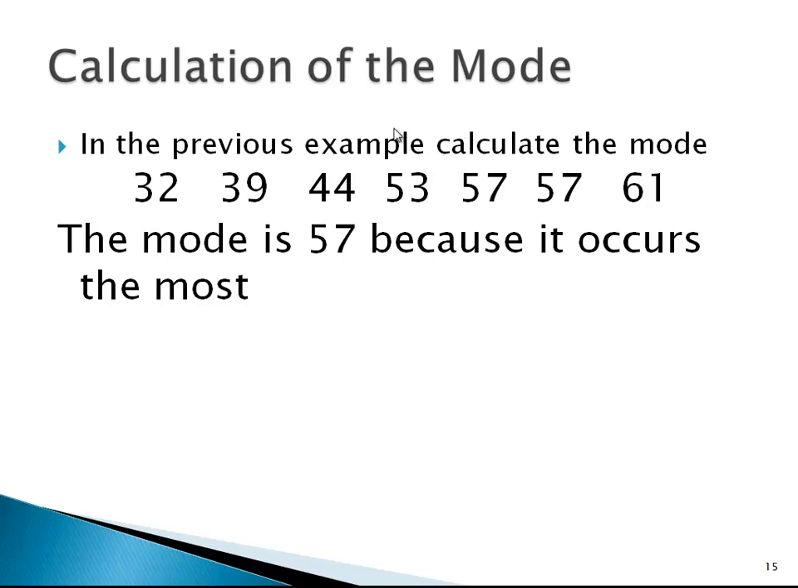The mode is the most frequent data point that's occurring. In this case, I have 57 that occurred twice. That's why the mode is 57.